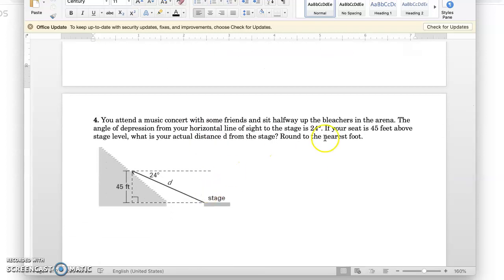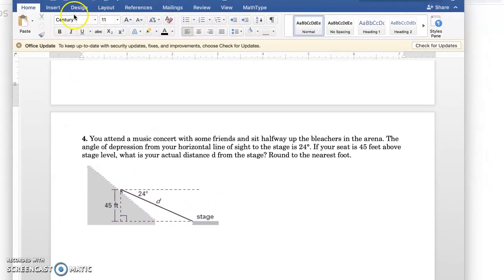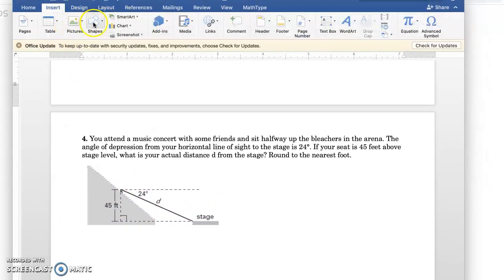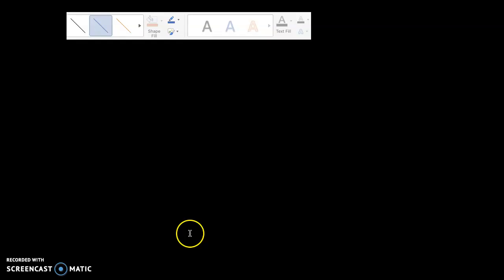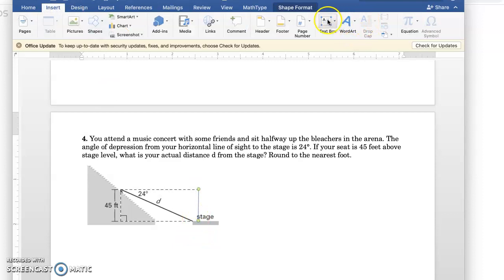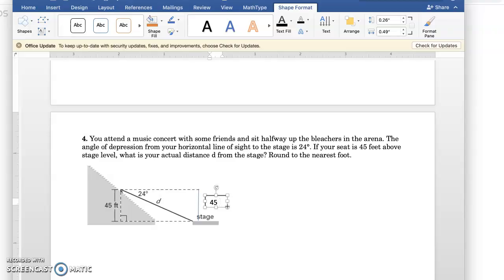And then it says if your seat is 45 feet above the stage, that this is where your bottom triangle would be drawn. We are 45 feet up, and it wants to know what is our actual distance from the stage itself. So that is where D is. And I'm just going to draw in another line to show where the 45 feet is also referring to, and that's this section right here. So I also have a 45 feet notification for the top triangle as well.